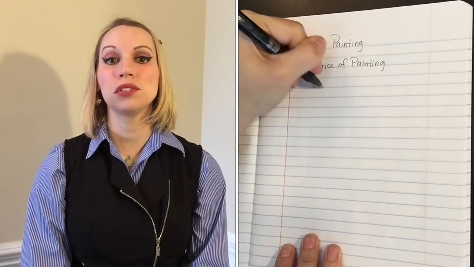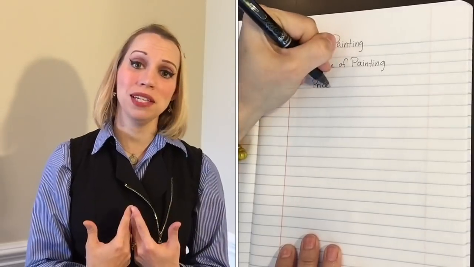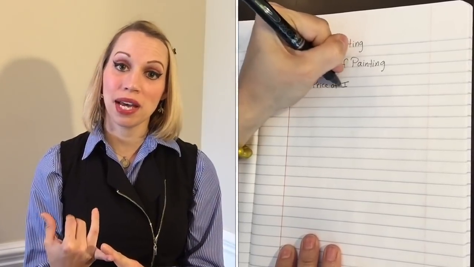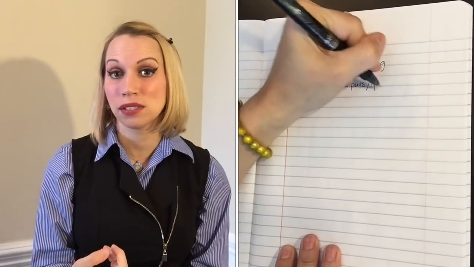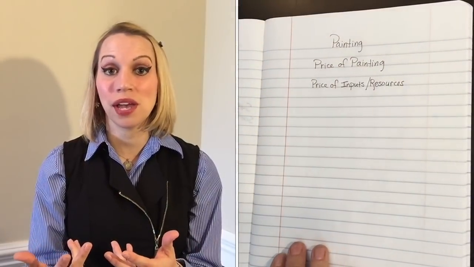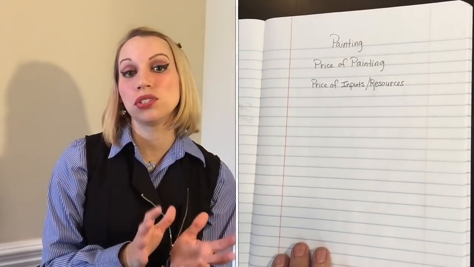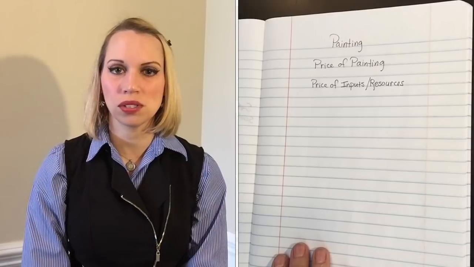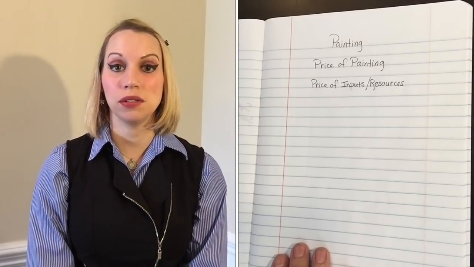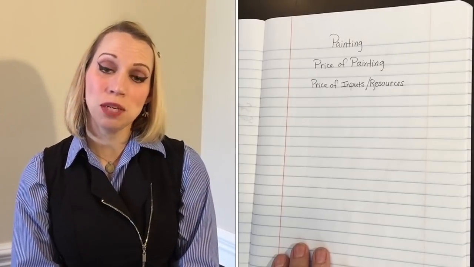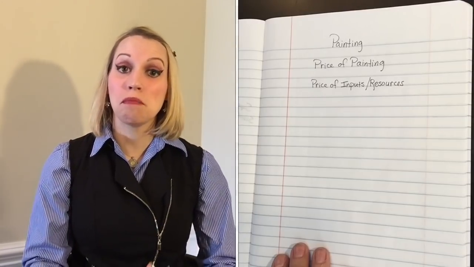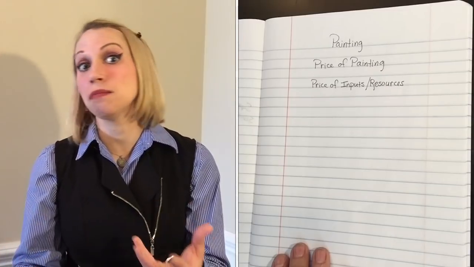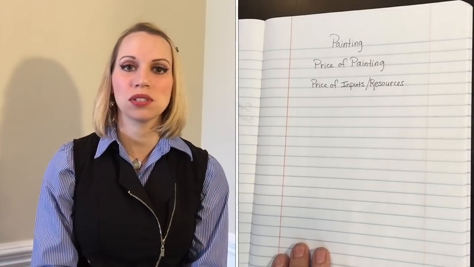What about the price of your resources? You know, if you're a painter, you have to go out and buy a ladder, you have to buy the paint, you have to buy the brushes and the painter's tape and the drop cloth. And so all these things are the resources that you have to buy just so that you can do the job. These are your resource costs. Well, let's say the price of paint goes down. If paint gets cheaper, then you may be willing to paint more things because you can buy more paint, therefore you can paint more rooms for a cheaper cost.